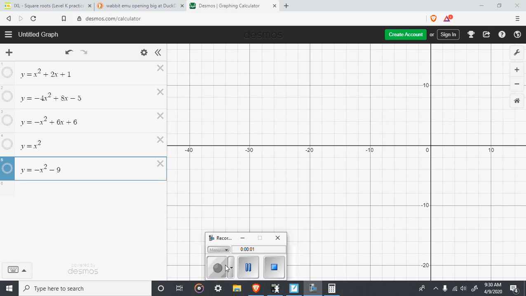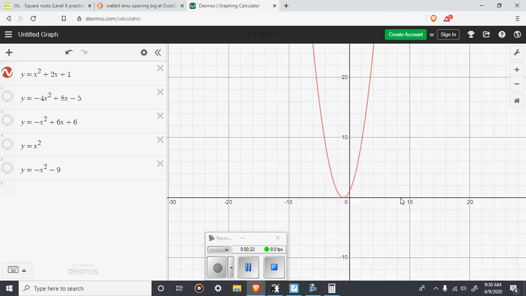I want to talk to you guys about a few important points on quadratic functions today. I want to focus mainly on the axis of symmetry, the vertex, and the y-intercepts. So I'm going to put one up here. Here is x squared plus 2x plus 1. There's our function.